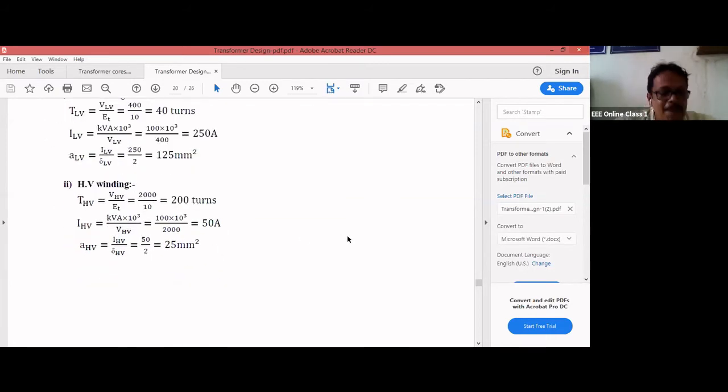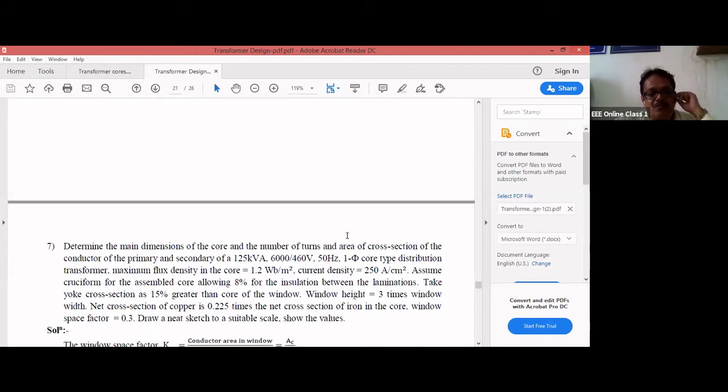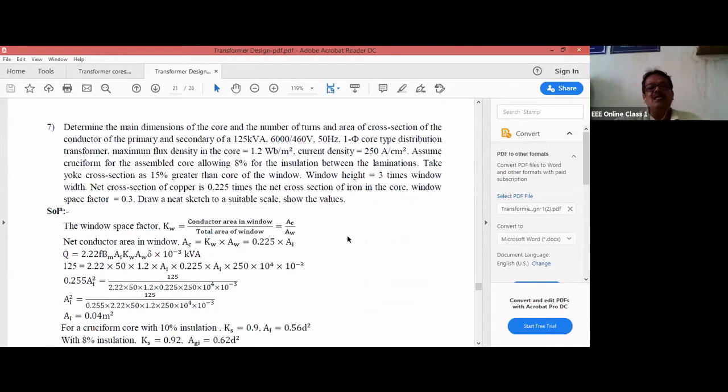Okay, this is for the second problem. I have another 15 minutes, so let us see. I'll go for another 1 or 2 problems. This is a very interesting problem, the 7th problem. This problem has been asked several times, and it is a little bit tougher one because they give more data. Let us go to the problem.